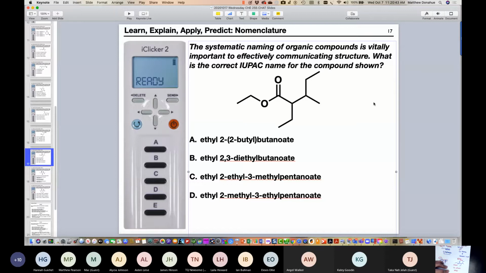Yeah, I think it's just 5. So what is the C5? Okay, so Taka says pentane. So pentane is what we're going to basically change. We're going to drop that E. So let me circle the 5.